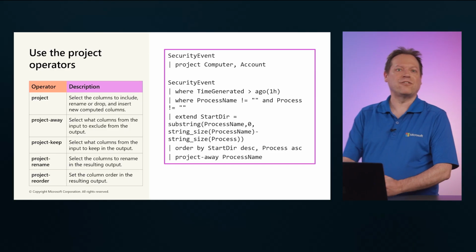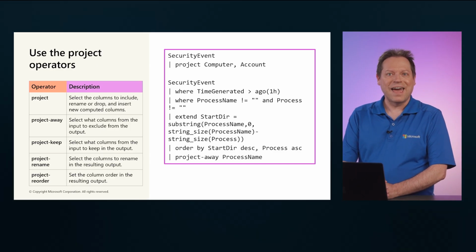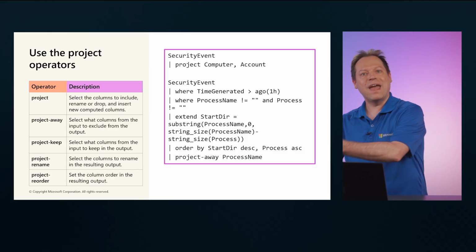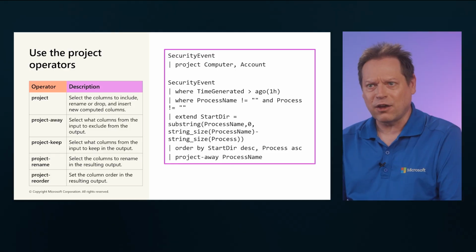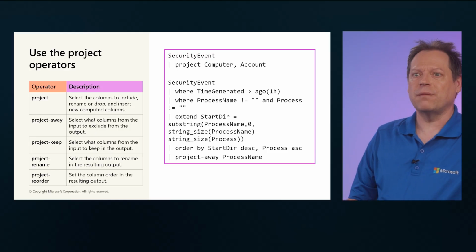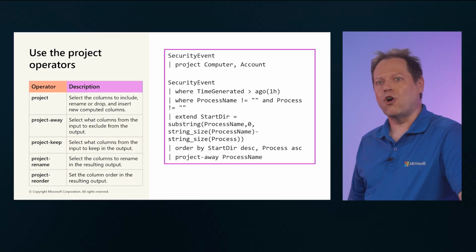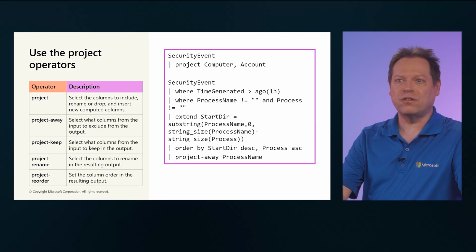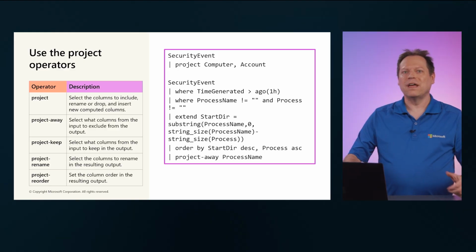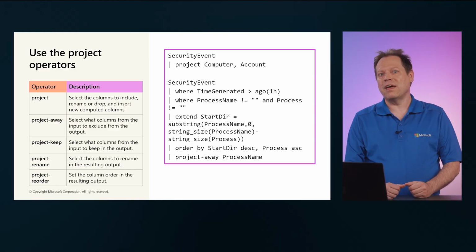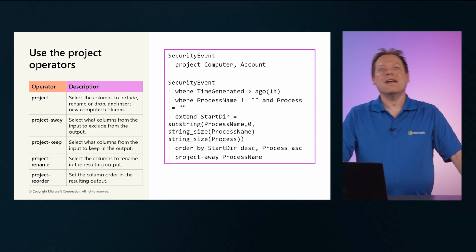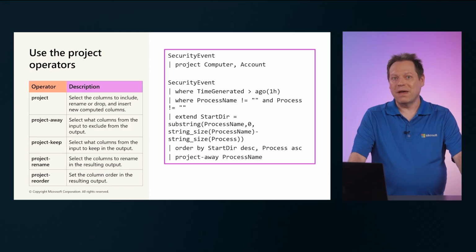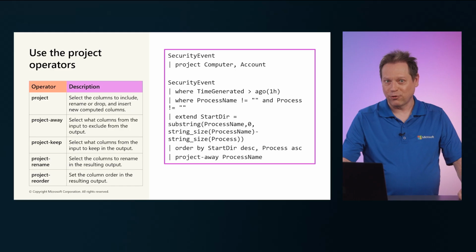For example, you might start with SecurityEvent and simply project Computer and Account to focus your view. Or you can take a longer query filtering by time, ensuring process fields are present, extending StartDir, sorting the result, and then finish by removing a verbose column like ProcessName using project-away. This is a great habit for making your results easier to read and easier to share with your teammates.